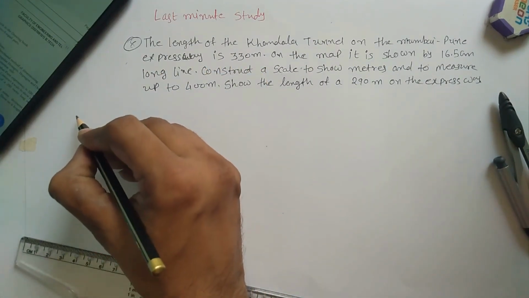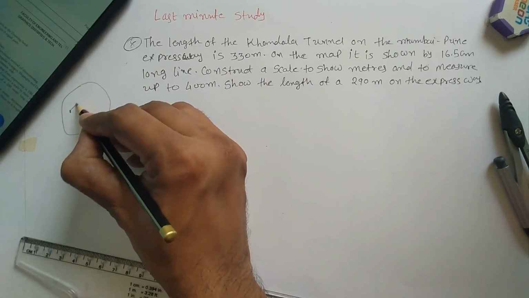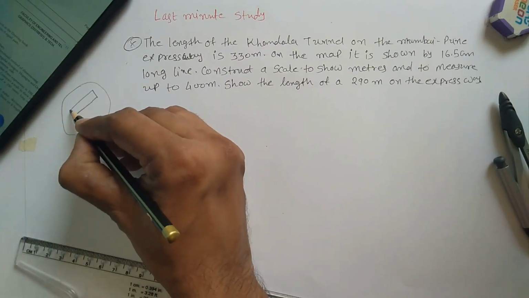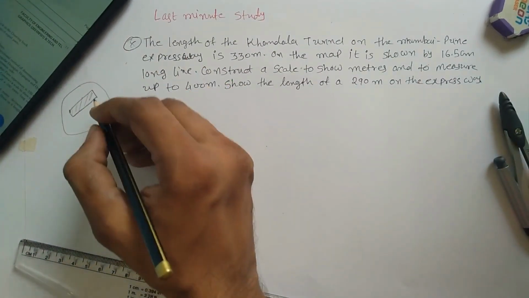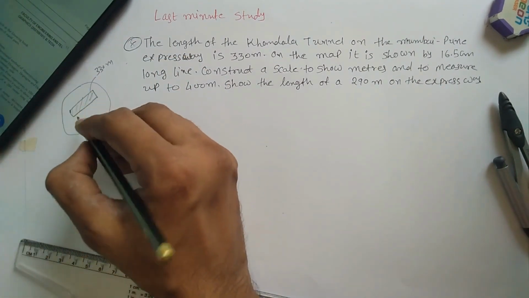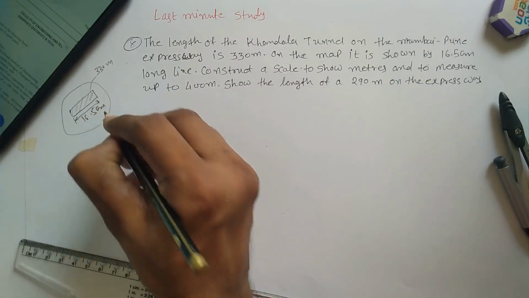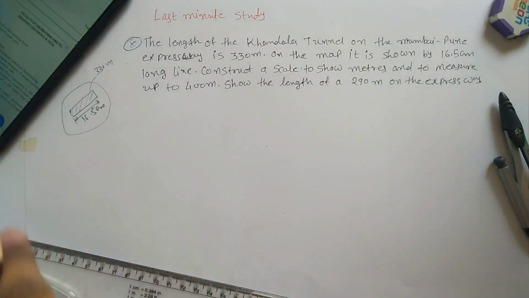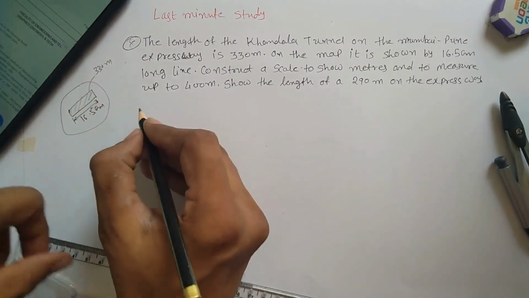I'll show you one thing, like if this is a map and this is a Khandala tunnel. So this Khandala tunnel is on the Mumbai-Pune expressway. Actually it is 330 meter, but on the map it is shown with the length of 16.5 centimeter. So this data is given to you, and by using this data, you have to calculate RF.